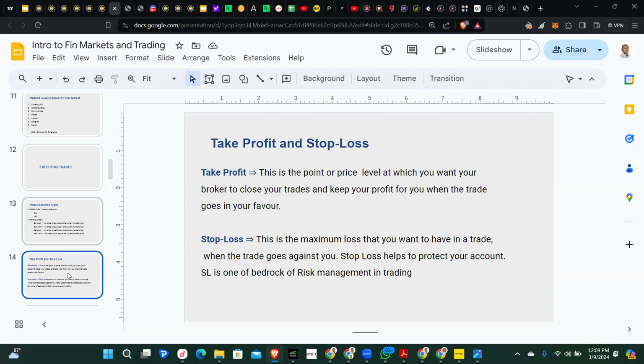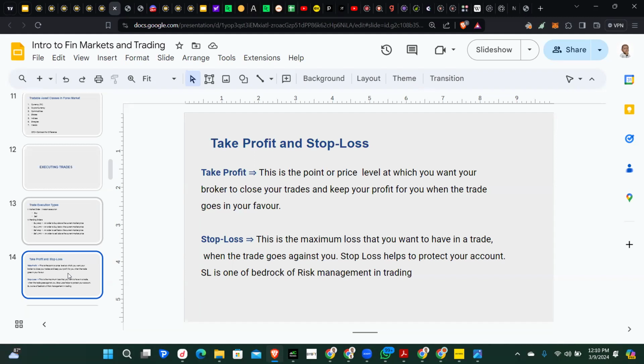Now, stop loss is the maximum loss you want to have in a trade when the trade goes against you. Now, this is very, very important. Stop loss is like, will I say, the brake in your car. So stop loss is one of the bedrock of risk management.